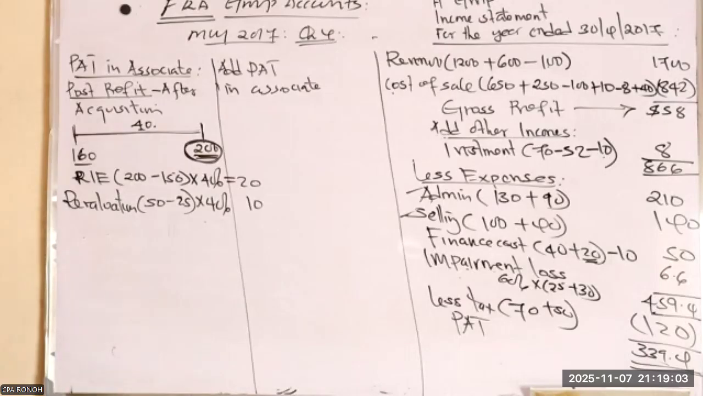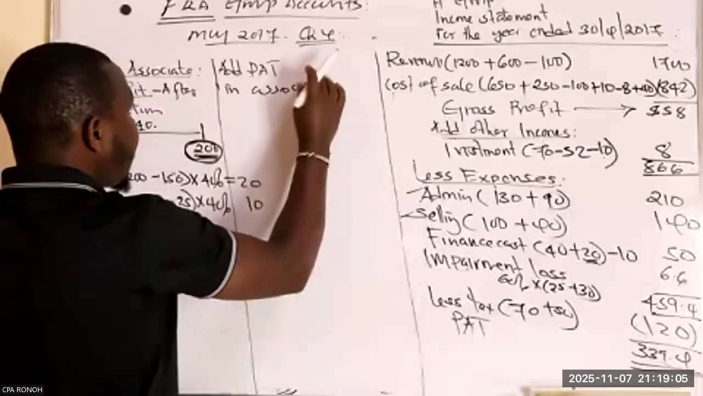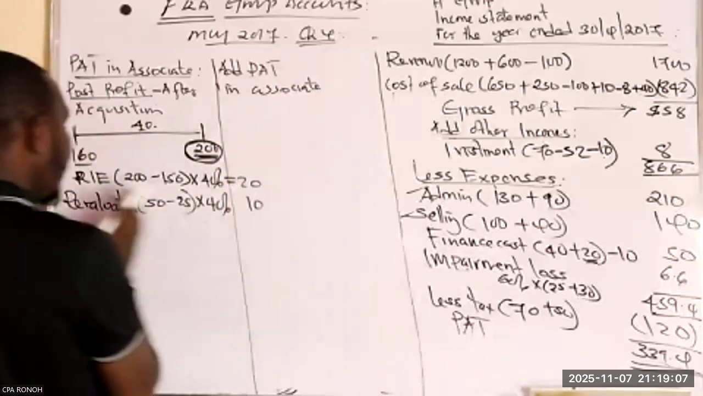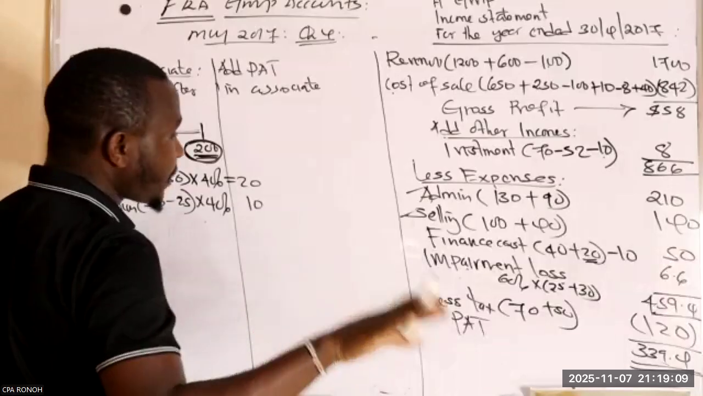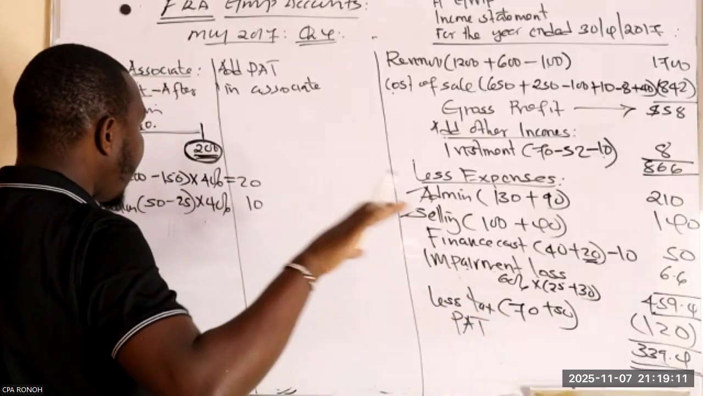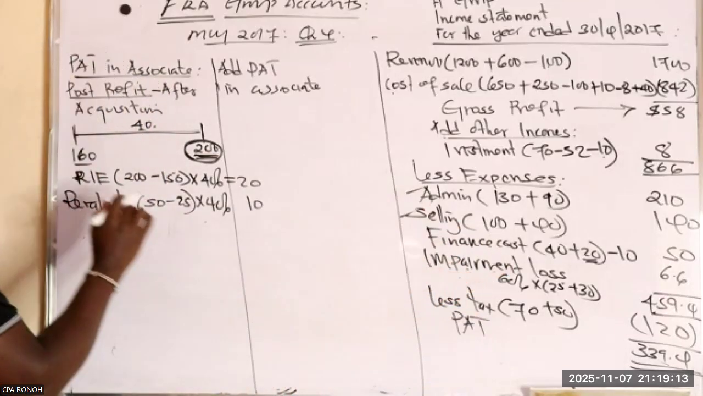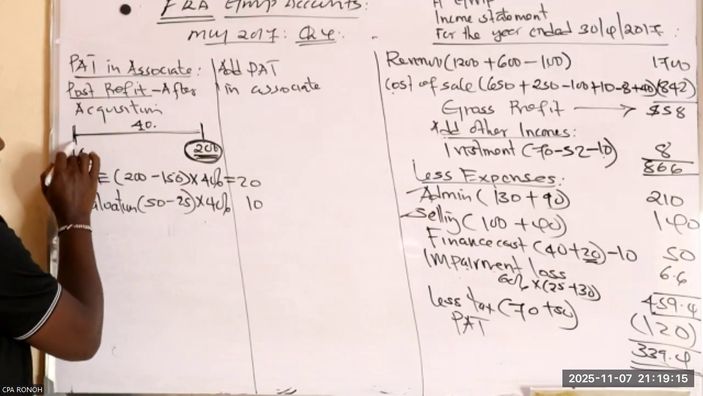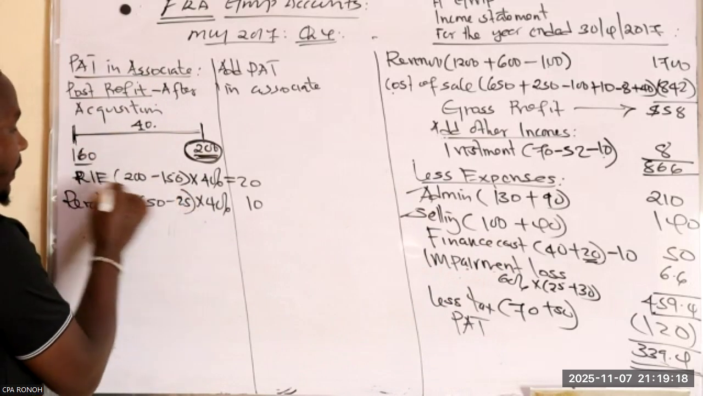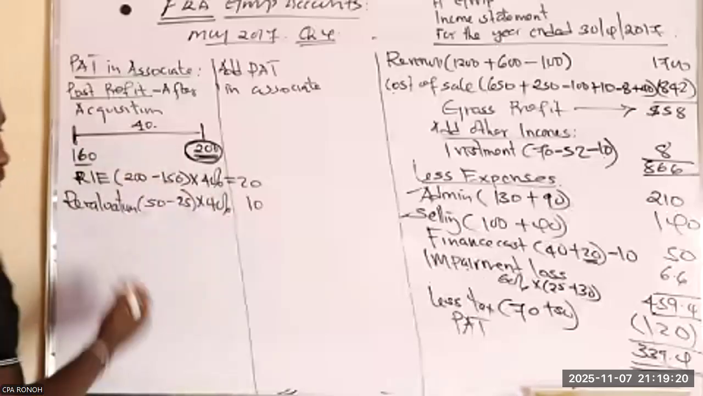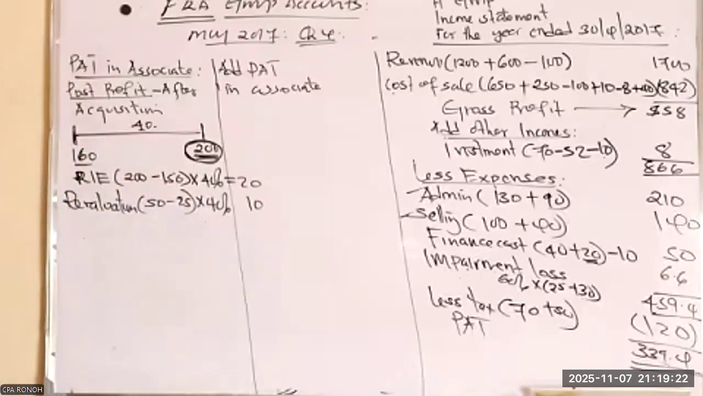Now, our main interest is to get the profit in the associate. Because this one is retained earning, we will accumulate it in the non-controlling interest. So our main concern is for this only.